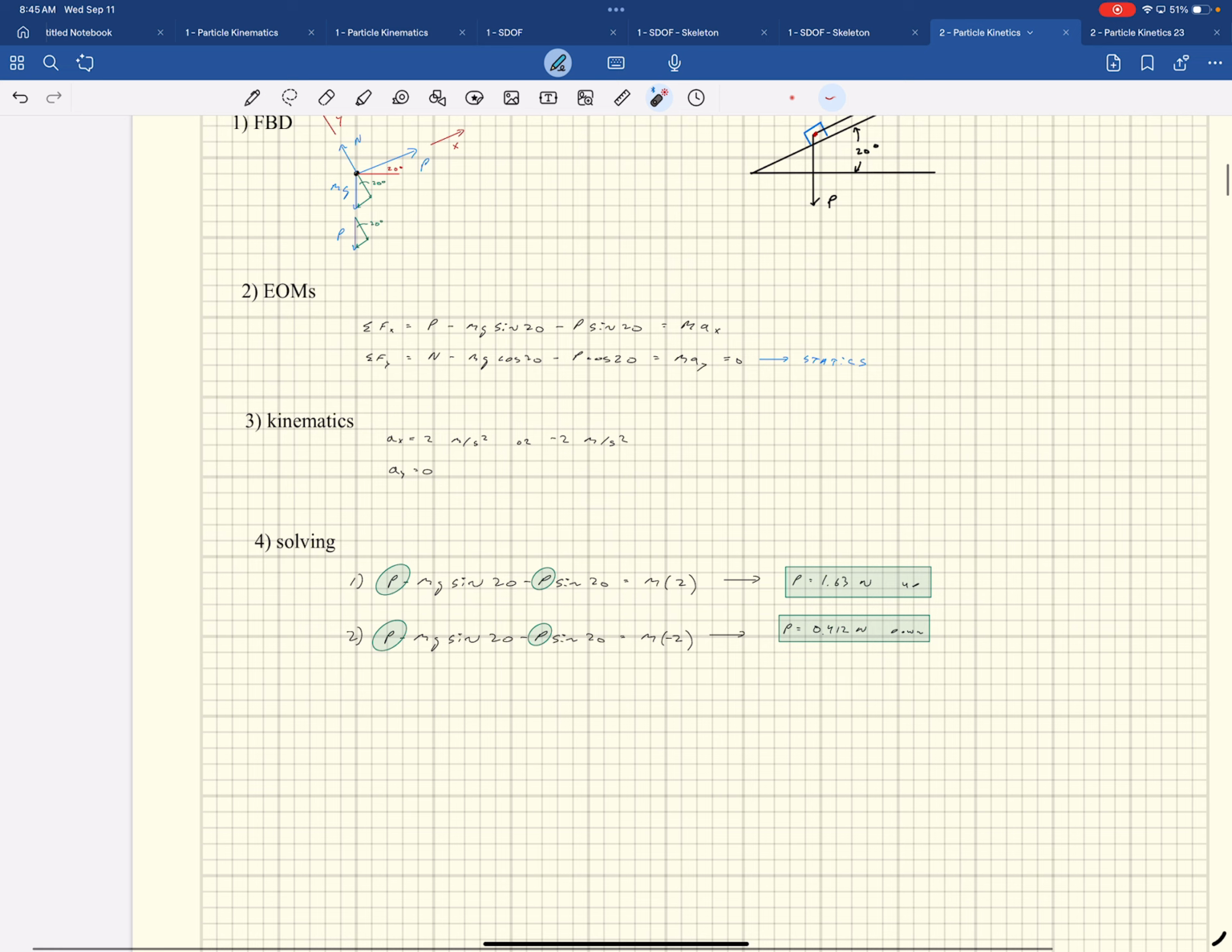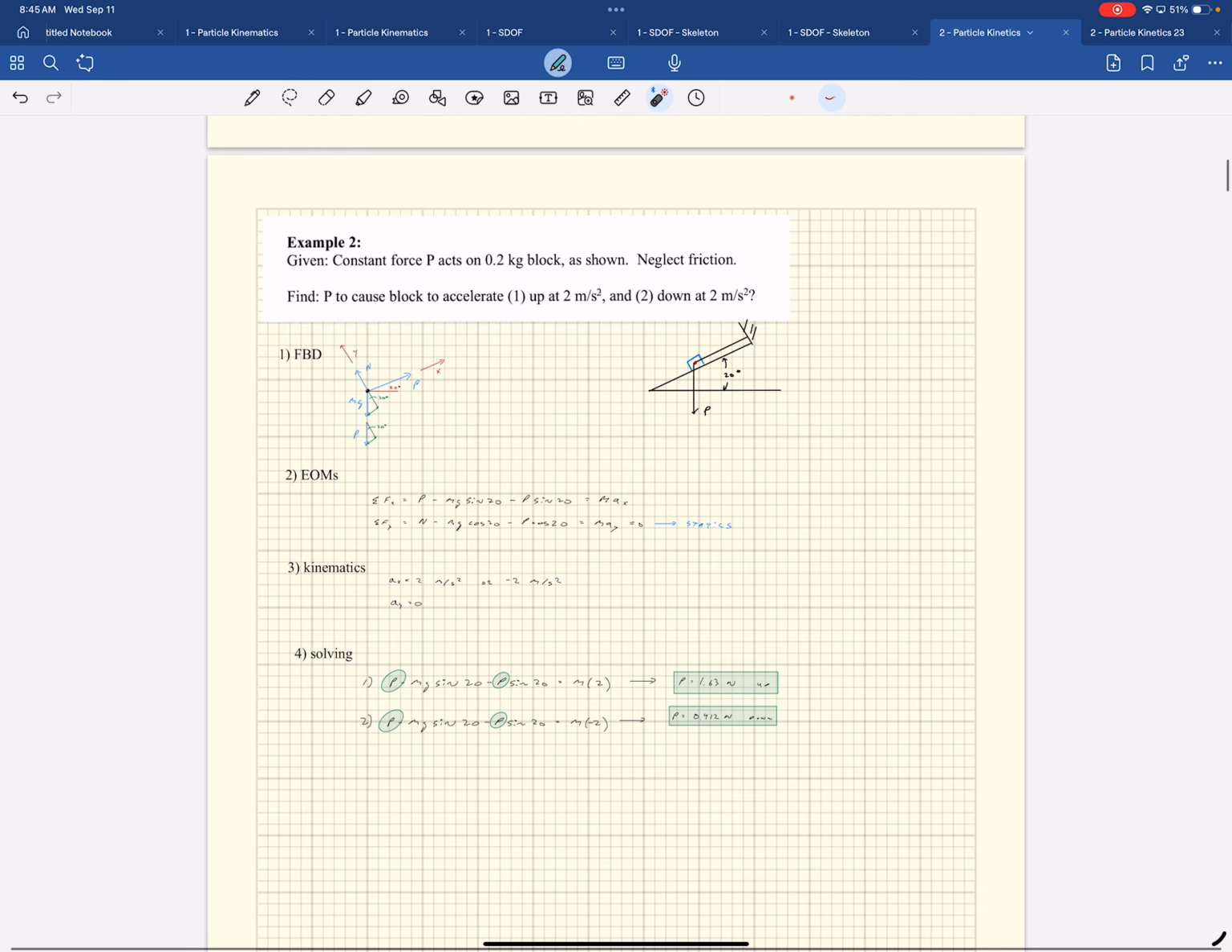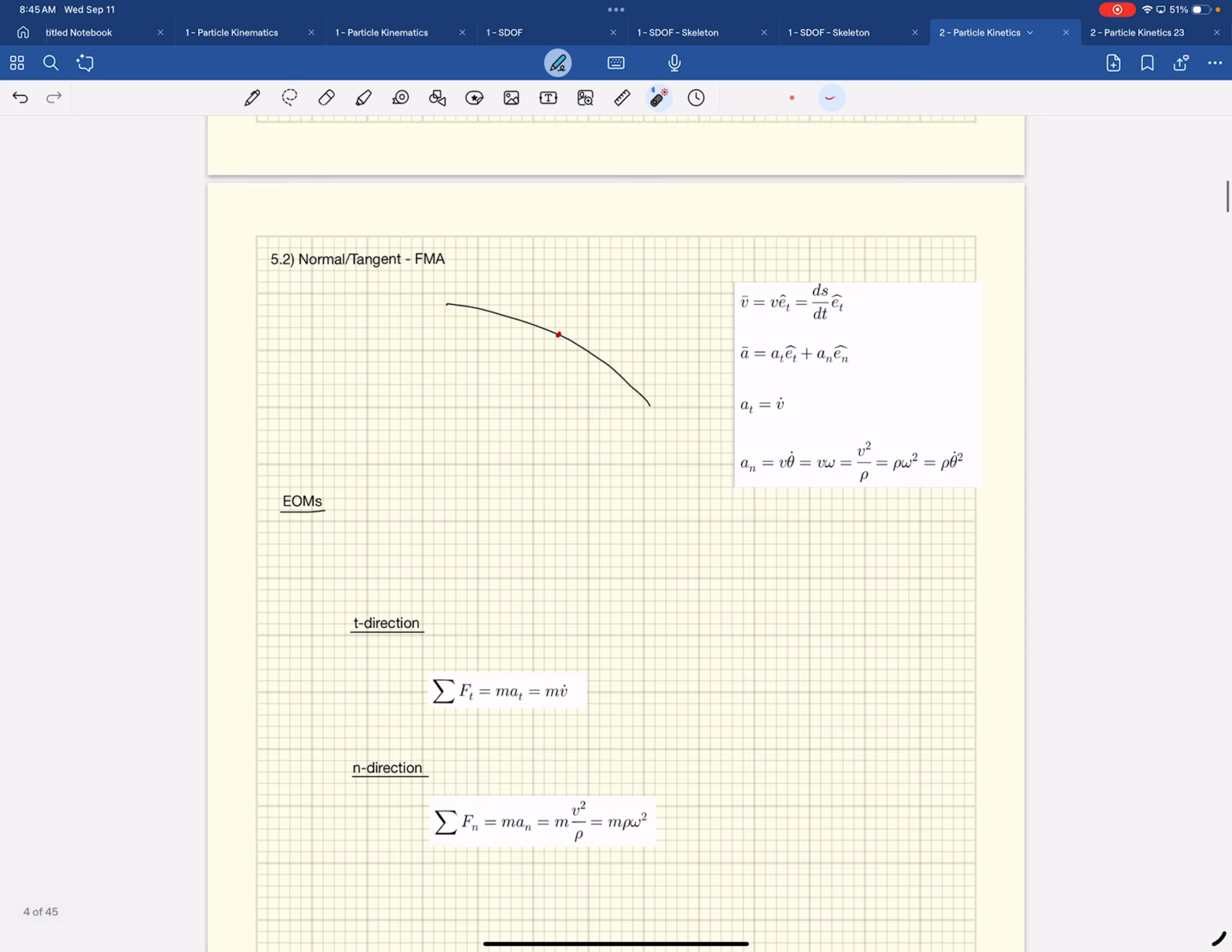Okay, any questions about that one? See, this procedure's beautiful. Just leads us to the exact answer every time.